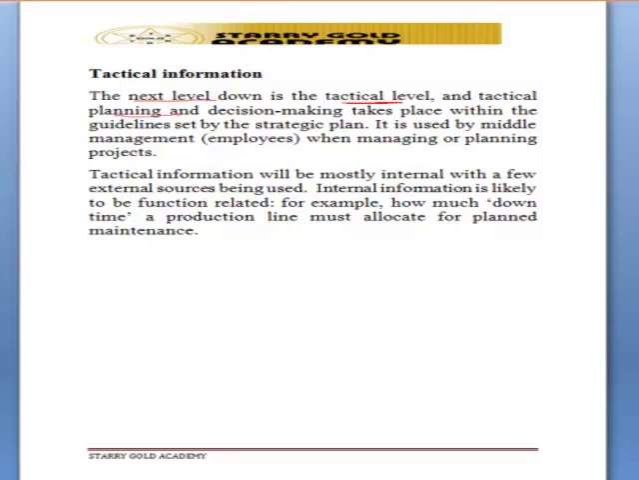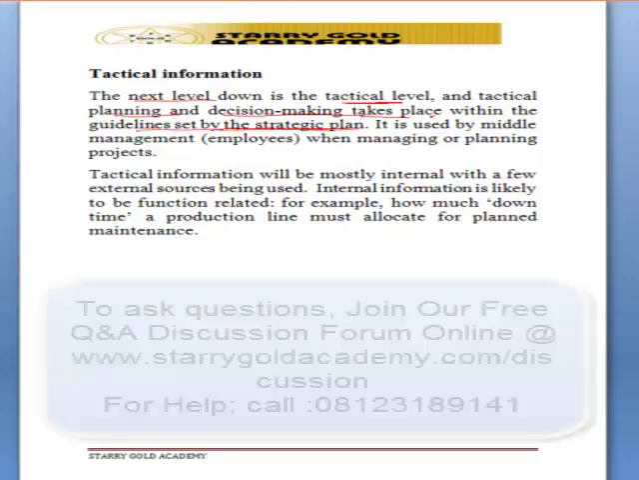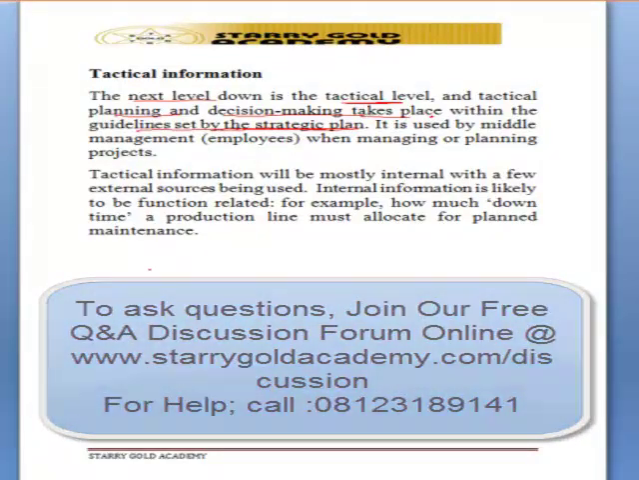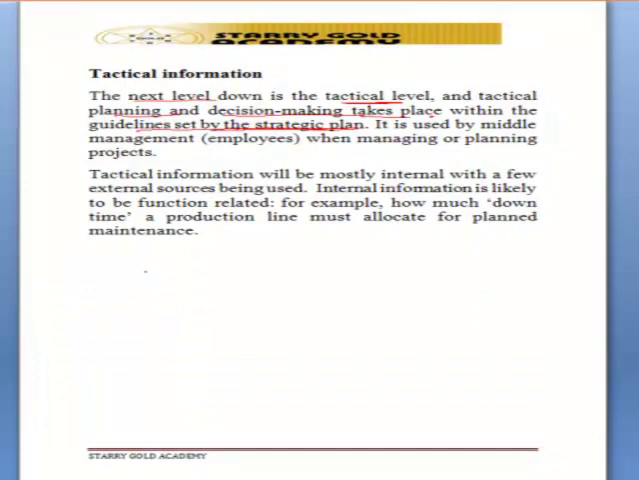And tactical planning and decision making takes place within the guidelines set by the strategic plan. So the people at the top management level, that is the executives, the directors, what they are going to do is to formulate policies, is to set up guidelines. And this will now be handed down to the tactical level. So the tactical level now begins to execute the plan formulated by the top management level.